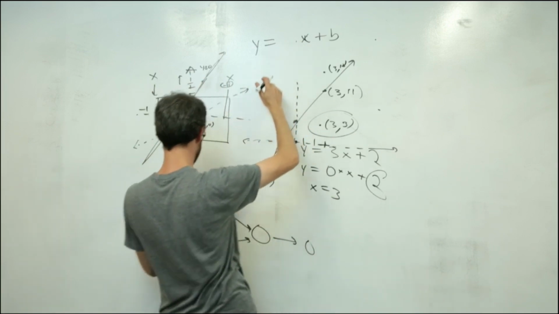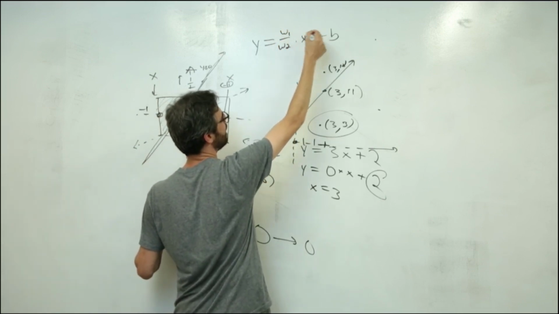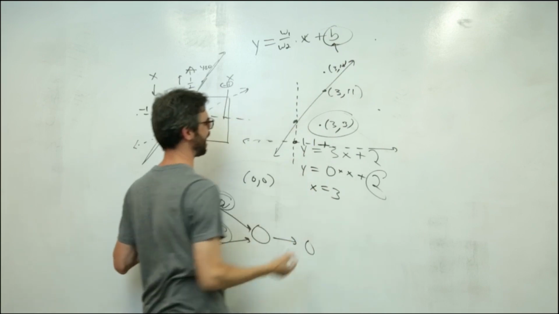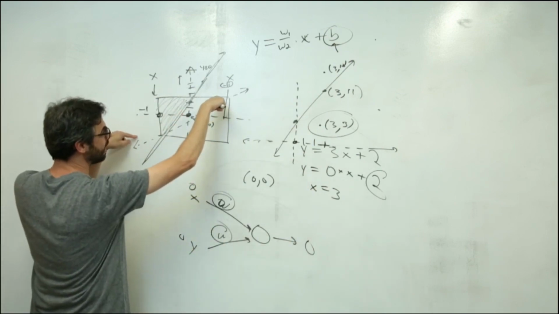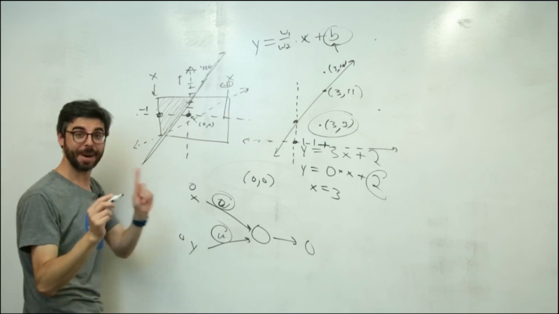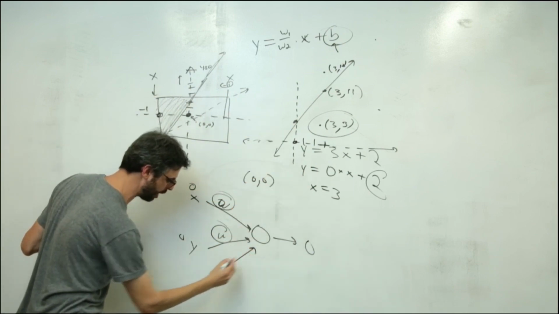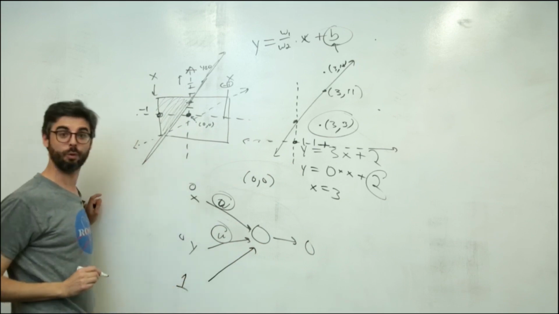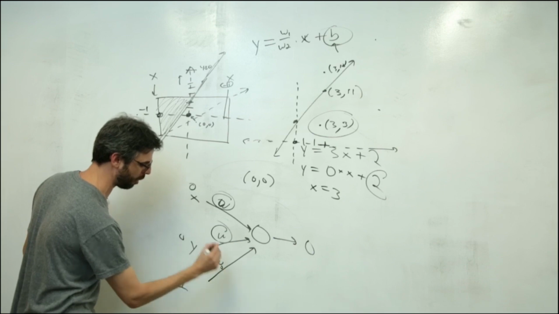You can almost think of this as weight 1 divided by weight 2 times x plus b for bias. The bias being the y-intercept of that line. So what the bias is in a perceptron is another input that always has the value of 1, but has its own weight. You can call it the bias weight.